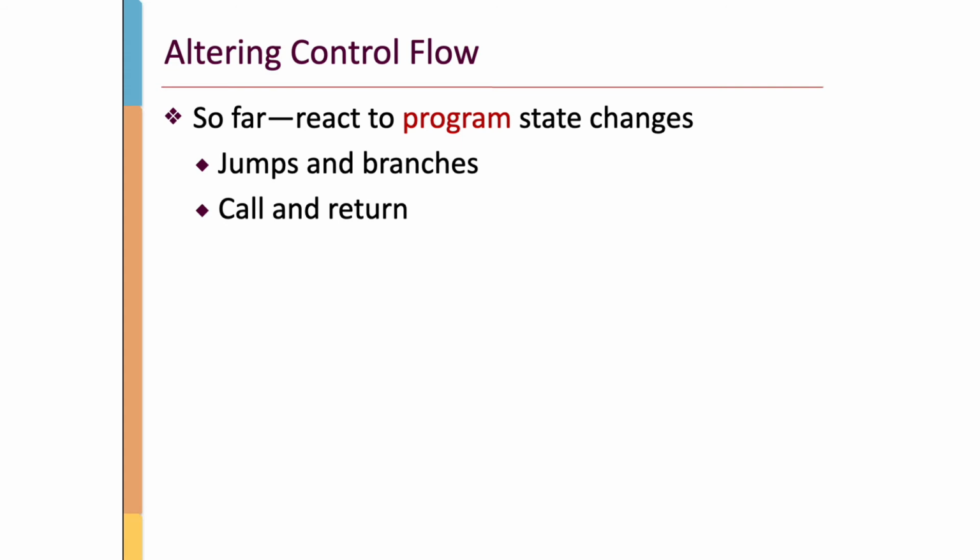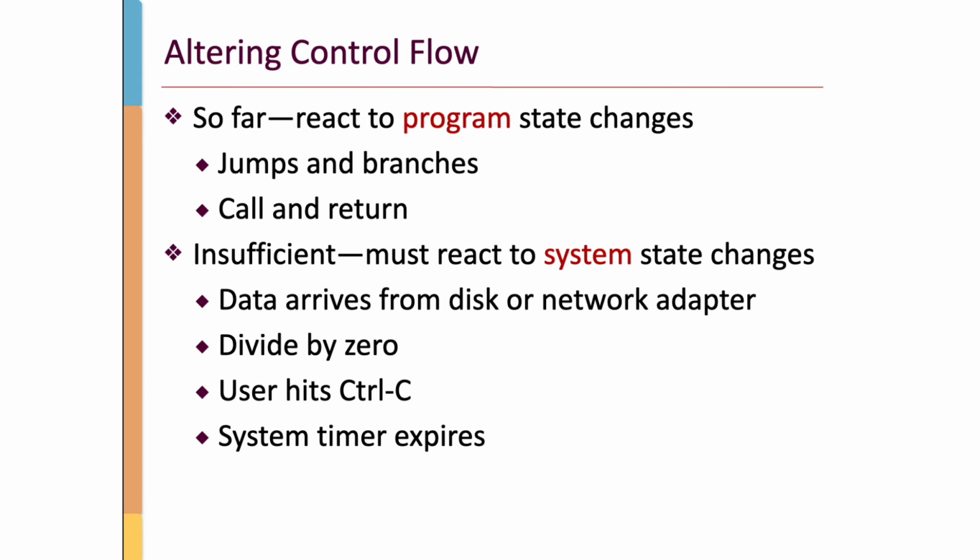And so far, the only kinds of alterations to that program flow that we've discussed are things that are right built into our program. So jumps and branches, the call and the return statements and so forth allow us to alter flow of control in response to the state of the program. In addition, we also want to be able to respond to state changes in the system itself, so the surrounding runtime environment that the program is operating within.